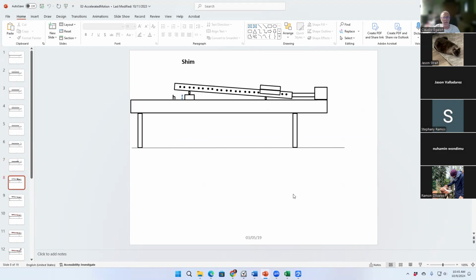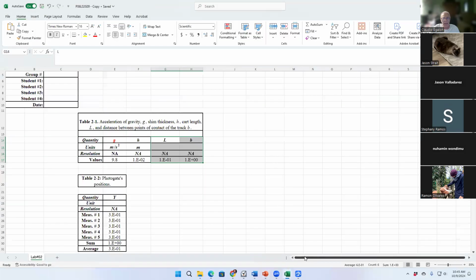What do you do in this experiment? We go ahead, I provide you with a shim. This shim has a thickness. It's like a small rod, a short rod of length or thickness H. And we use the shim to raise one end of the track. Let us take a look at the H. Right in here, H is also measured, but not with the ruler. It's measured with the micrometer, okay?